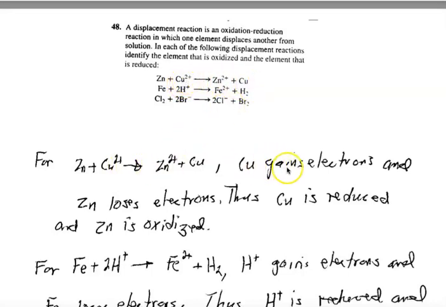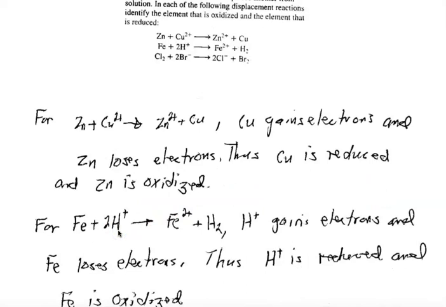So what we have, copper gains electrons. That's the only way you can go from copper 2 plus to pure copper. And zinc loses electrons. You start with zinc, and then you end up with zinc 2 plus. So zinc has lost electrons. Therefore, copper is reduced and zinc is oxidized. That's the pattern that you need to have.